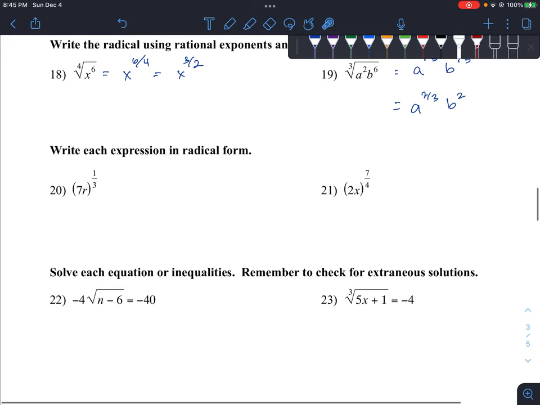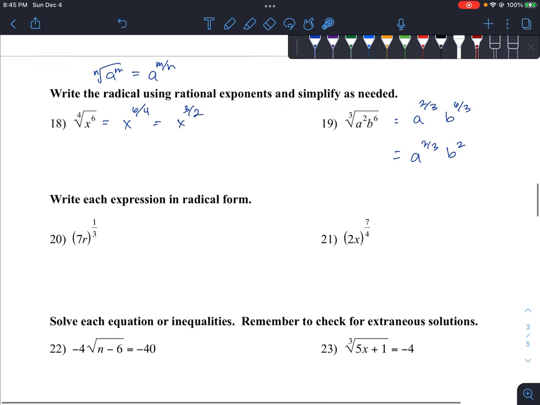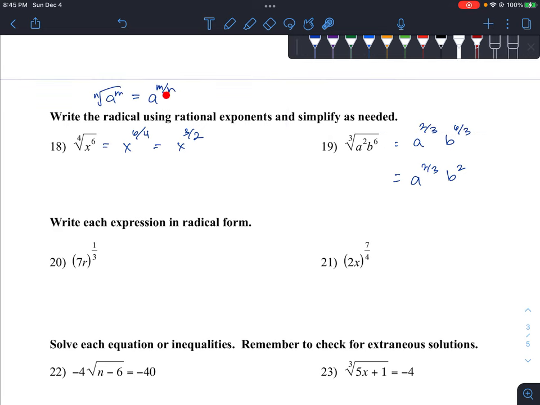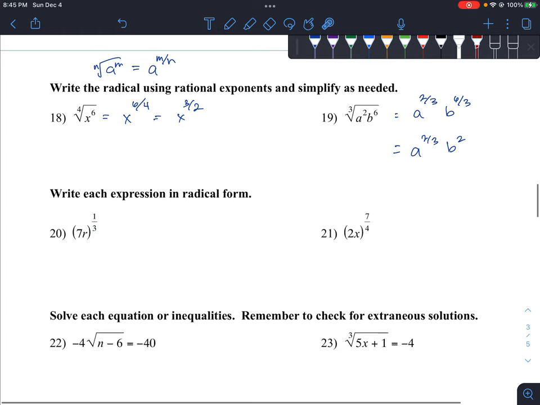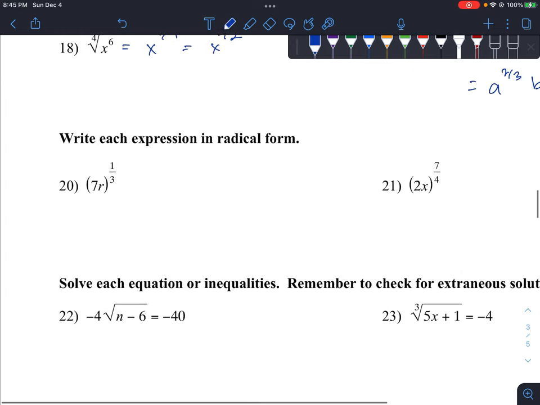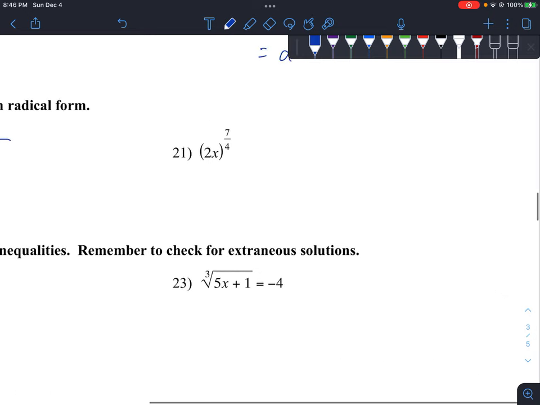Okay, write each expression in radical form. So this is the opposite. We're using the same thing, but we're going in reverse. If it's in exponent form, we're going to write it as a radical. Just remember the denominator is going to be your index number. So this will be equal to the third root of 7r, and that's it right there. No simplifying needed. Can't do anything else.